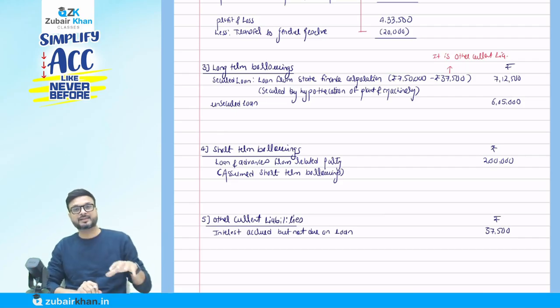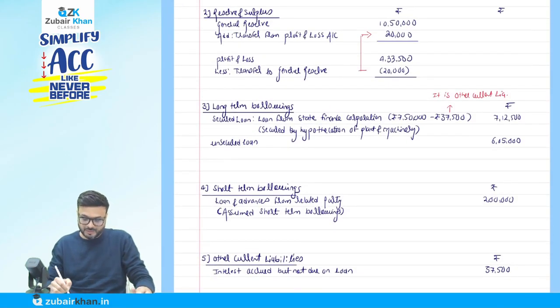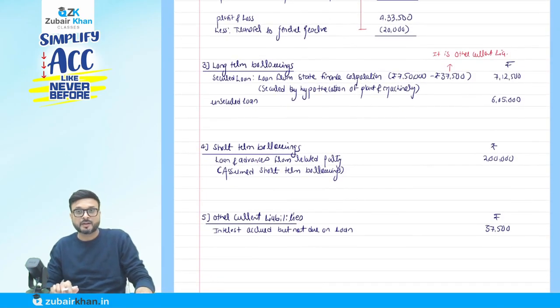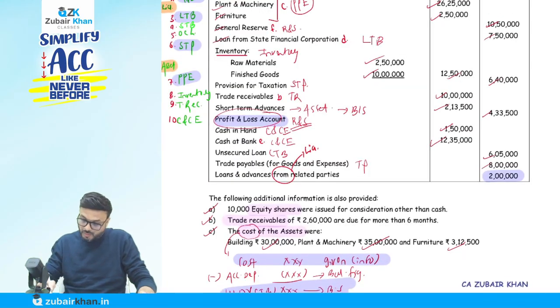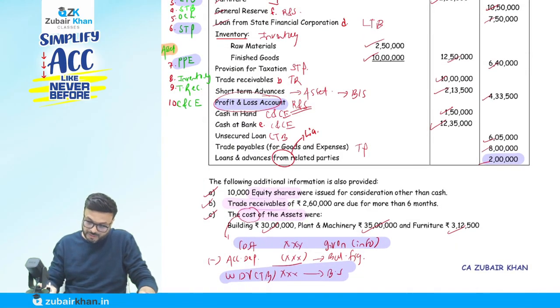You got the point? It is assume short term borrowing, because nothing is mentioned, but something about the long term they have already given. So let's assume it's a short term borrowing only. Okay. Now we have written all the items of a trial balance. Now go to additional information.